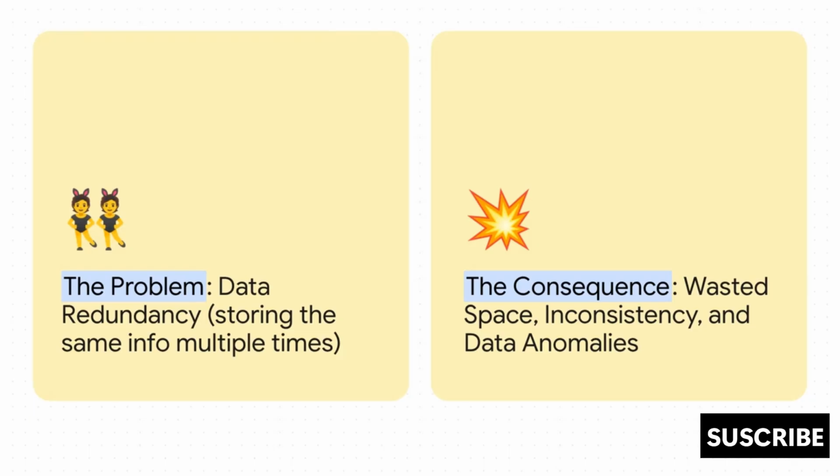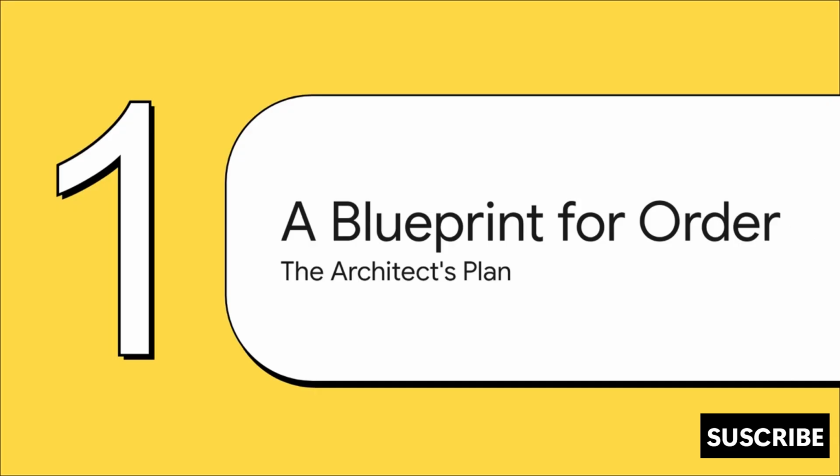You see, when a design is bad, it leads to a couple of massive headaches. First, you get data redundancy. That's where you're literally just wasting space, storing the exact same piece of information over and over again. And then you get data anomalies, which are these nasty little errors that can corrupt your data when you try to update or delete things. It gets messy fast.